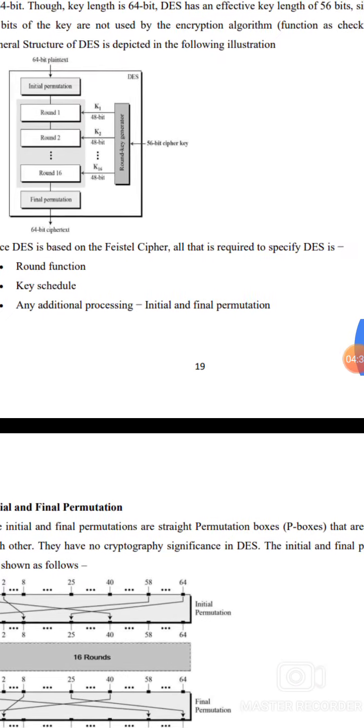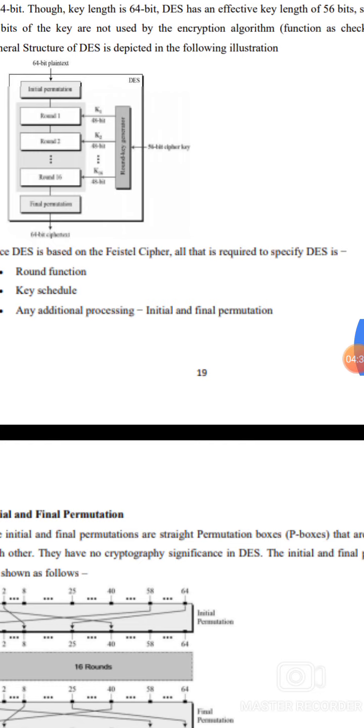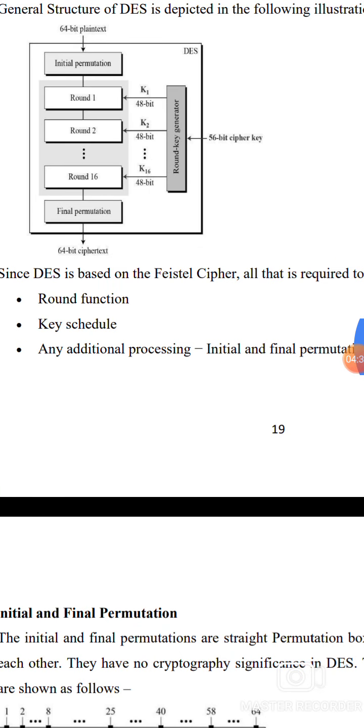The general structure of DES: 64-bit plain text, initial permutation, round 1, round 2, up to round 16, final permutation, producing 64-bit ciphertext. K1 uses 48 bits, K2 uses 48 bits, up to K16 using 48 bits. The round key generator uses a 56-bit cipher key.